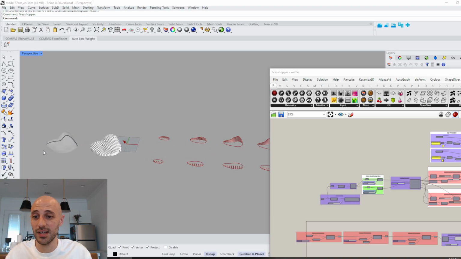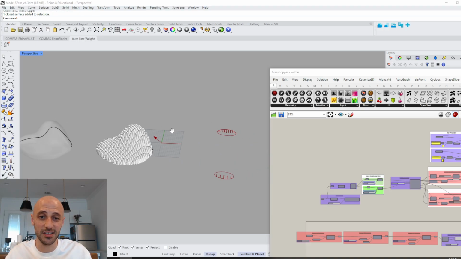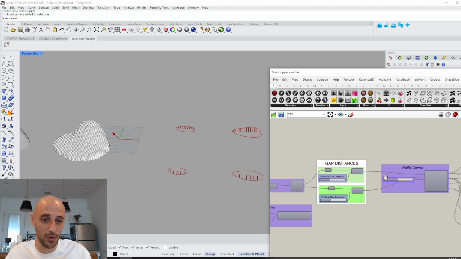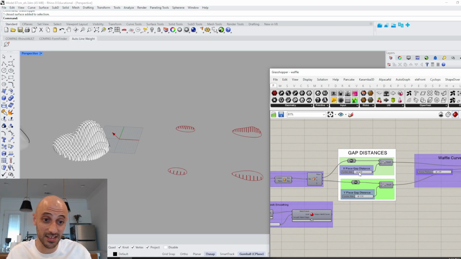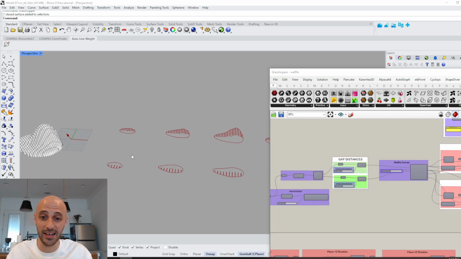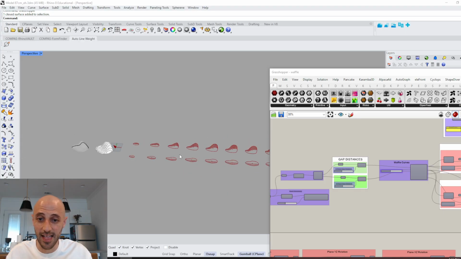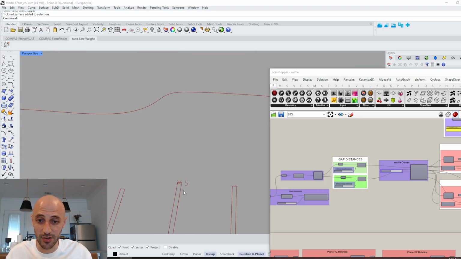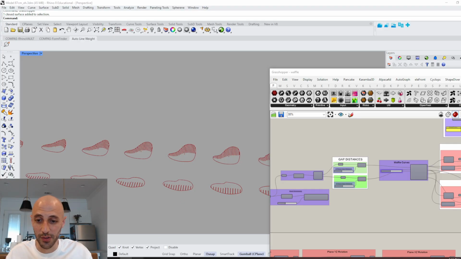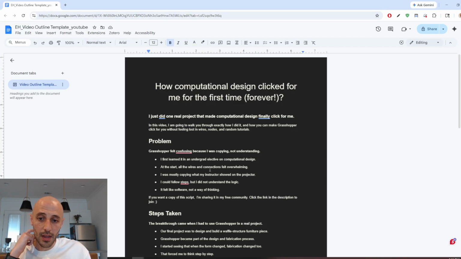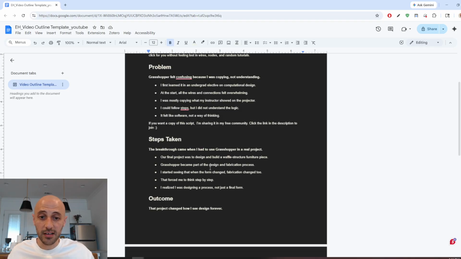By the way, this script takes your form, divides it into pieces with the number that you want to have or the distances that you provide, and gives you this three-dimensional form of your geometry and the ribs that have the names on top of them. So that final project was a furniture, as I just showed you.